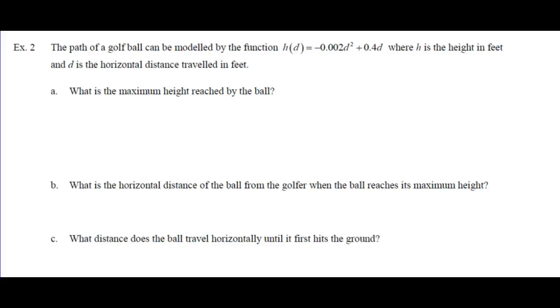Okay, what do we got? 2 more examples. The path of a golf ball can be modeled by the function h of d is equal to negative 0.002 d squared plus 0.4 d, where h is the height in feet and d is the horizontal distance traveled in feet. What is the maximum height reached by the golf ball? Yeah, that's some Monday's test kind of question, right? Like, see, we're actually reviewing for the test.